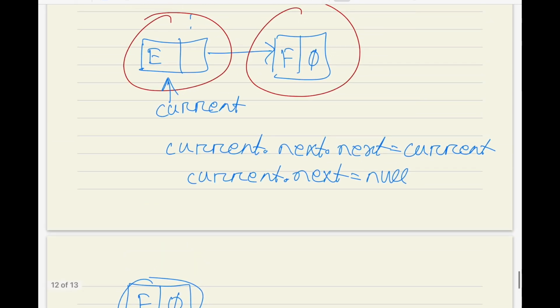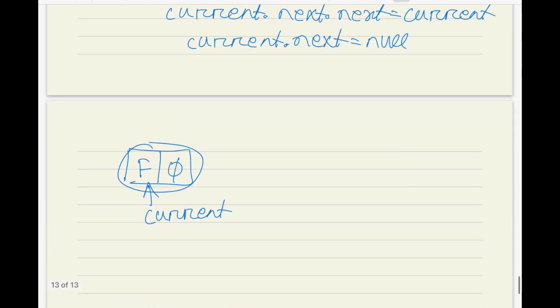But here the reverse of EF is FE, but the reverse of F is only F, so there is no need to apply any operation. So directly we can say this is the base case.